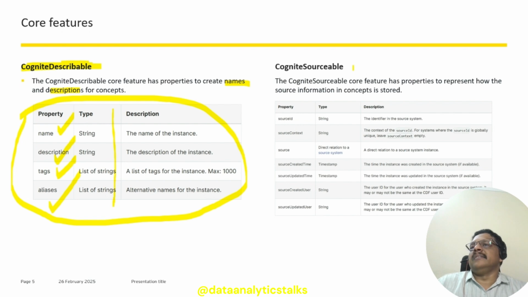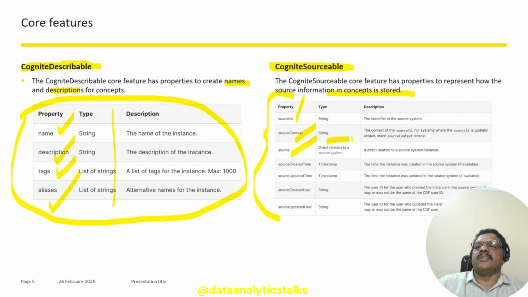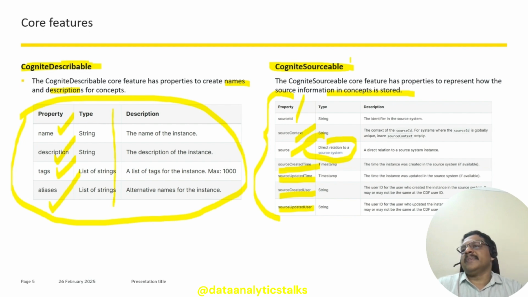And another core feature is Cognite sourceable. The Cognite sourceable core feature has properties to represent how the source information in a concept is stored. Now, when you have a source, where the data comes from, right? You have source ID, source context, source, which is a direct relation to the source system, and source created date, source updated date, source created user, source updated user. So basically, this is the Cognite sourceable.